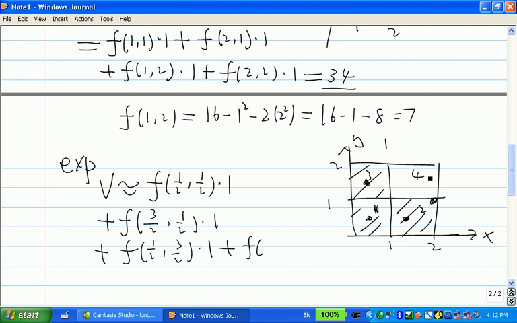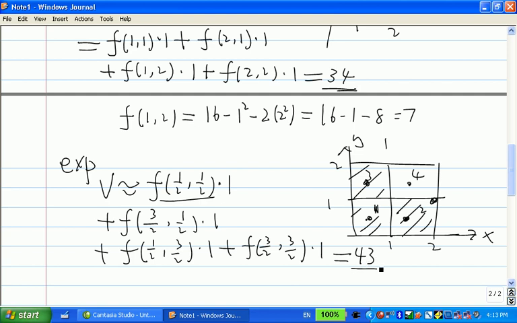Rectangular box above the square 4, which is 3/2, the middle point. X is 3/2, Y is 3/2, times 1. So what you need to do, just find all those 4 numbers, plug in. You are going to see this will give you 49. Last time we got a 34.